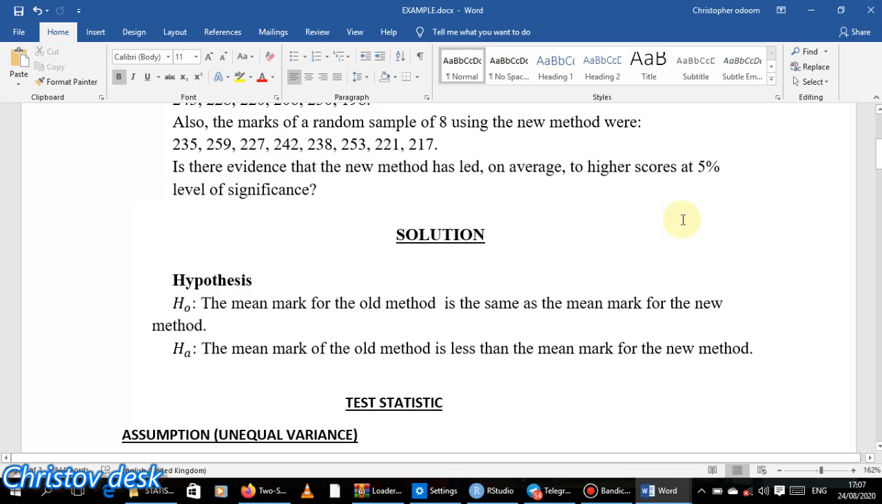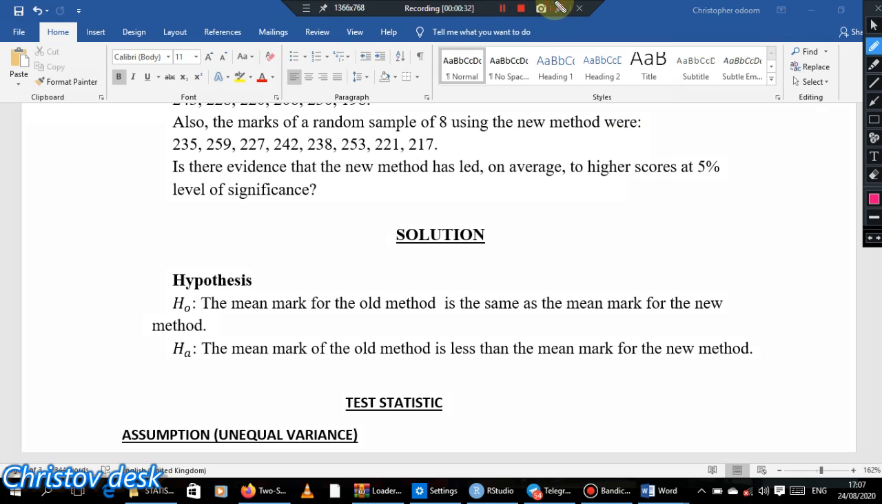Remember that in any hypothesis test, the first thing you have to write is your hypothesis. So you have to write down your null hypothesis and your alternative hypothesis.